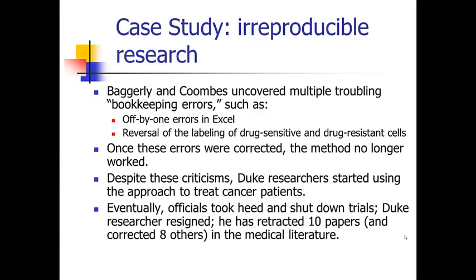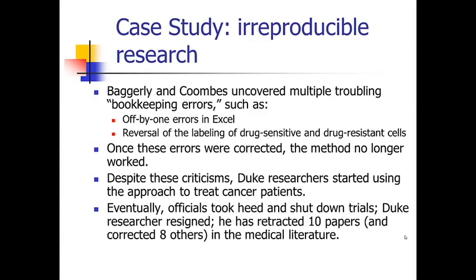It was a completely irreproducible approach. In other words, their approach did not work if you analyzed the data correctly. And Baggerly and Coombs tried to bring up these criticisms and get people to listen to them. It took them a while to get anybody to pay attention. In the meantime, the Duke researchers actually started using the approach to treat cancer patients in clinical trials. So this is really where it turned bad, because now they're actually treating patients based on something that doesn't work.